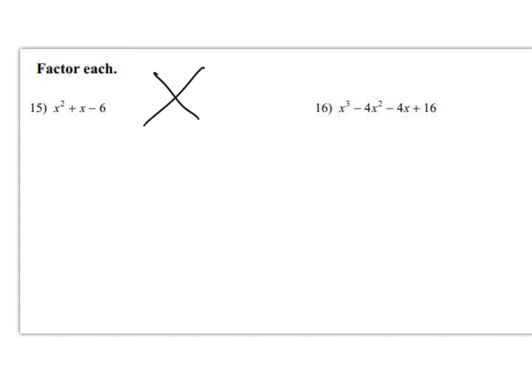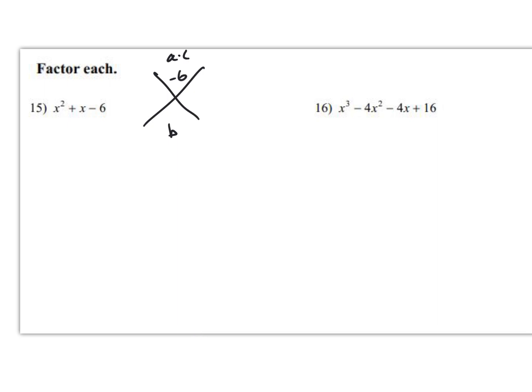Our X puzzle, where we multiply. In the top, we have A times C, and then the bottom we have B. Well, in this one, A is 1, and C is negative 6. So 1 times negative 6 is negative 6.